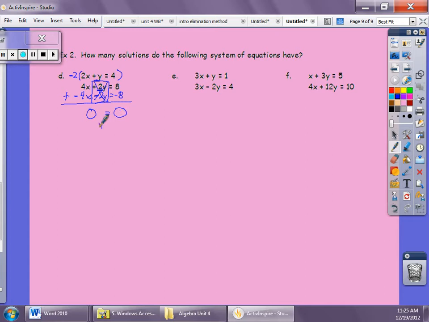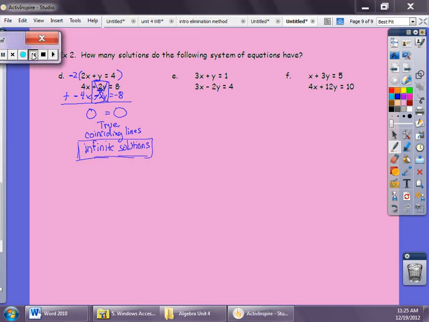Well, this is a true statement. So since we get 0 equal to 0, it's a true statement. That means these are coinciding lines, which means they're really the same line. So if you go back to when we multiplied everything, see how it's a 4x and a 4x, a 2y, an 8, and an 8? Well, they're the same line, so they're coinciding lines. And we know that coinciding lines have infinite solutions. So this first one has infinite solutions.